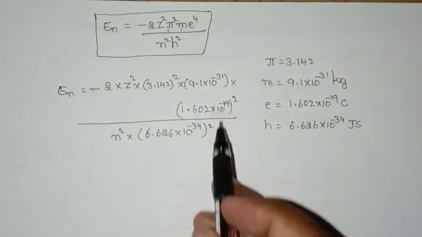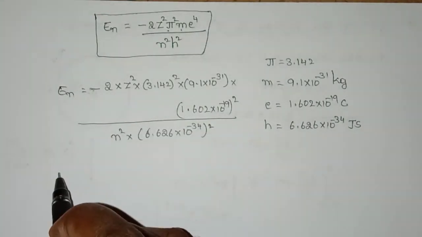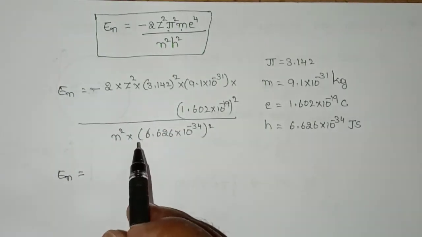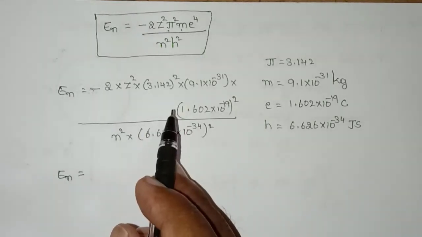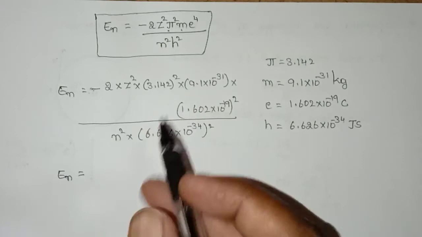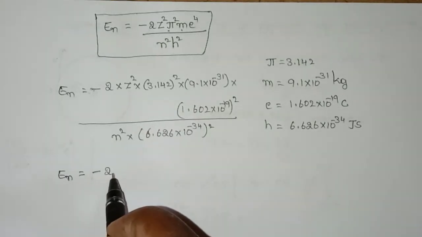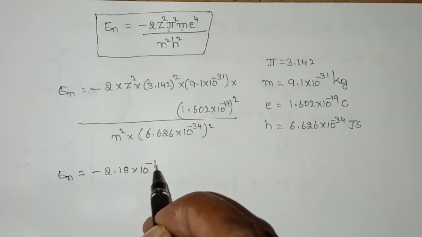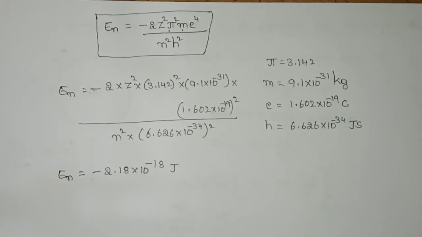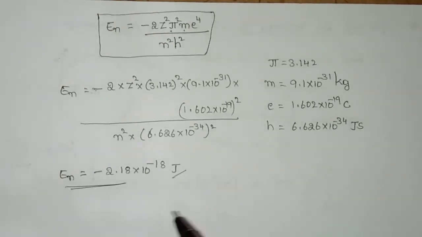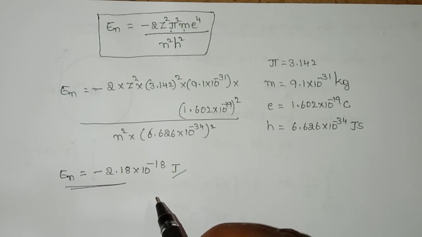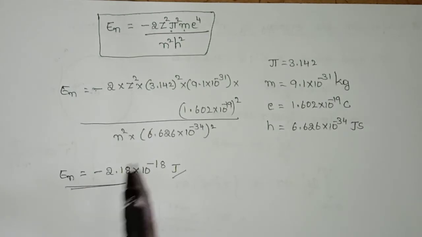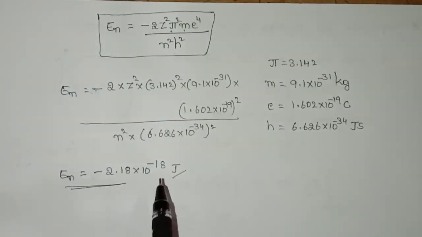So these are the constant values that we have substituted, and if you calculate these whole values, at the end the value is going to be obtained in the unit of joules, and it comes to be minus 2.18 × 10⁻¹⁸ joules. So this is the value of energy expressed in terms of joules. Okay, and we need to calculate the value of energy in terms of electron volt, not in terms of joules.